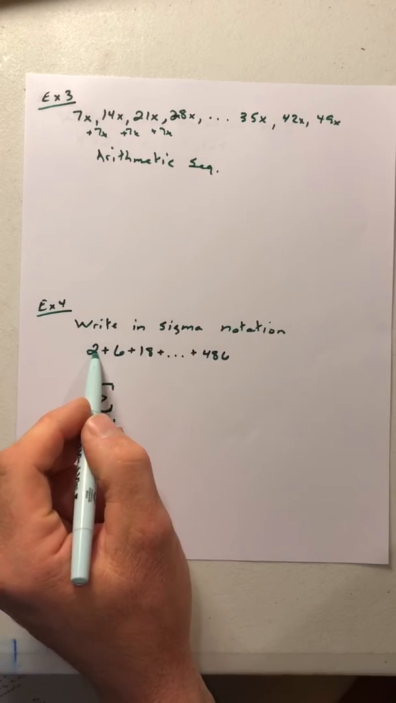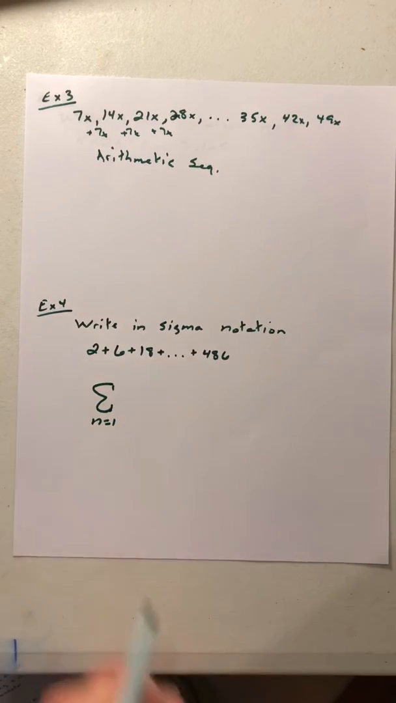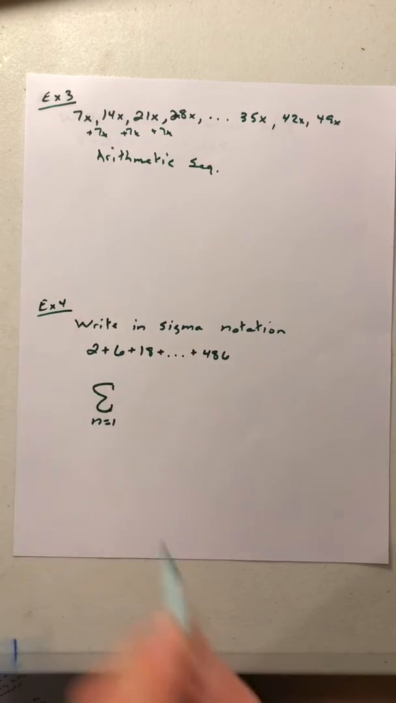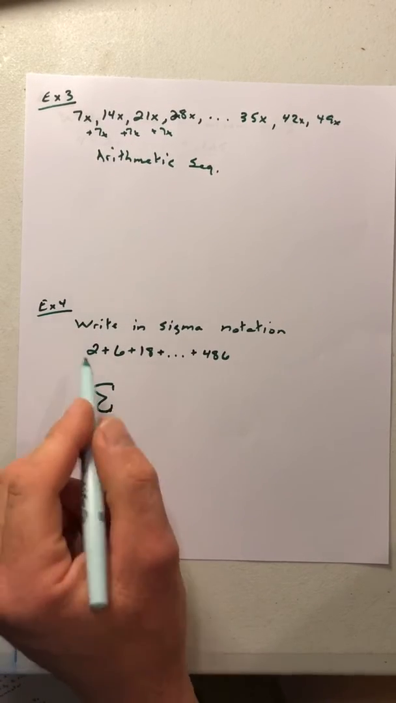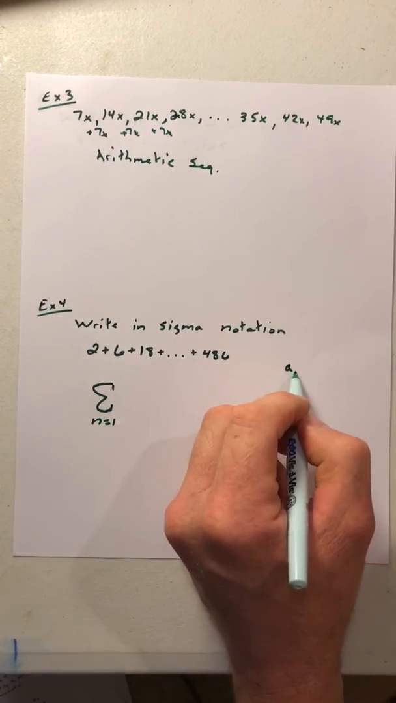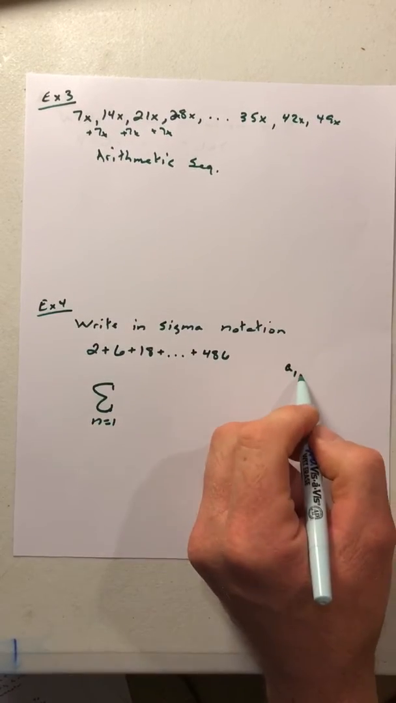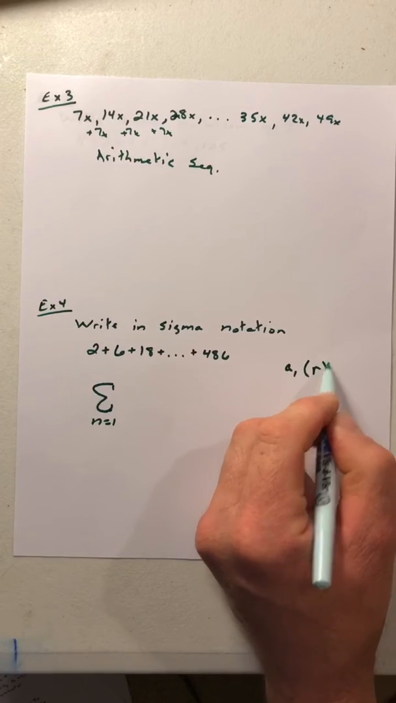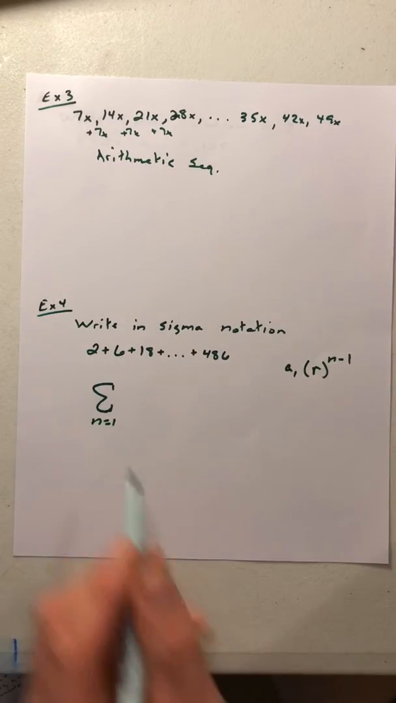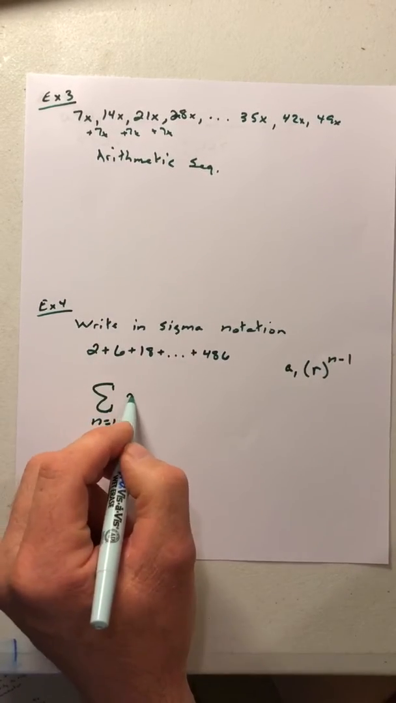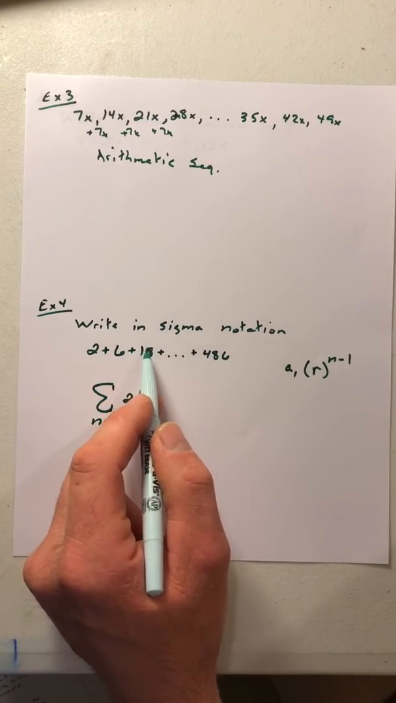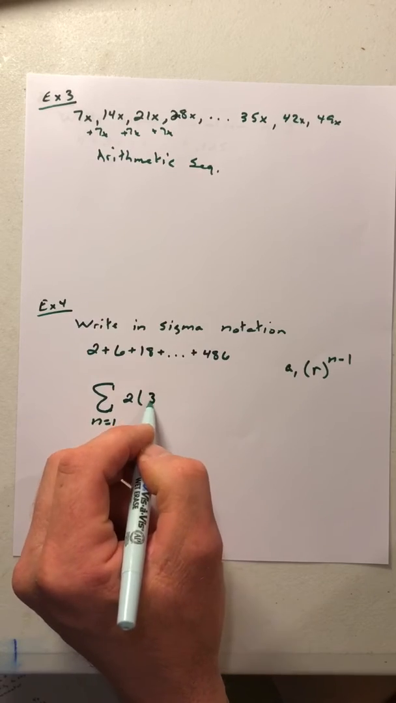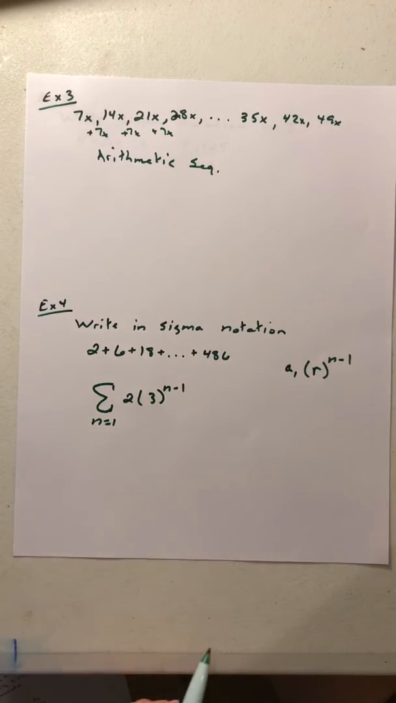So if I look, I have 2, 6, 18, so on and so forth to 486. Well, how do we go ahead and find what our explicit formula is? Remember, our explicit formula for a geometric sequence is a sub 1 times r to the n minus 1. Here my first term is 2. My common ratio, I go 2 to 6 to 18, I'm multiplying by 3 to the n minus 1.